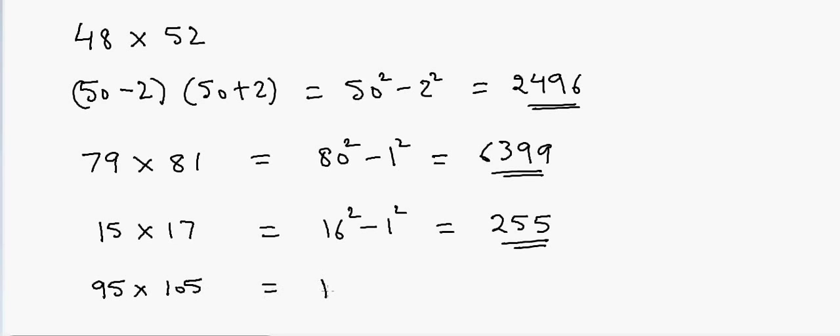Here it will be equal to 100 square minus 5 square. So that gives me 9975. So this is how you can use this trick for faster calculation, for numbers which seem difficult in the beginning, but if you remember this trick, this can be done very quickly.